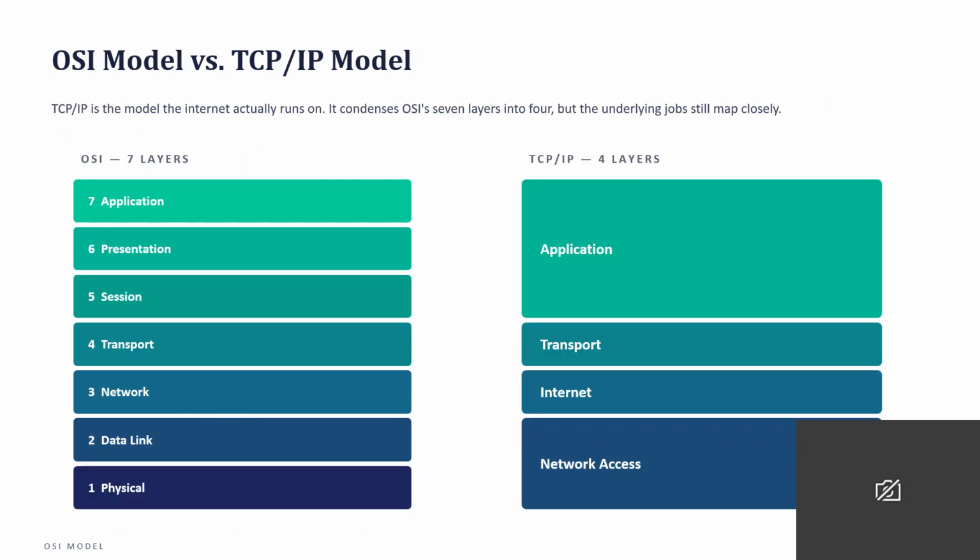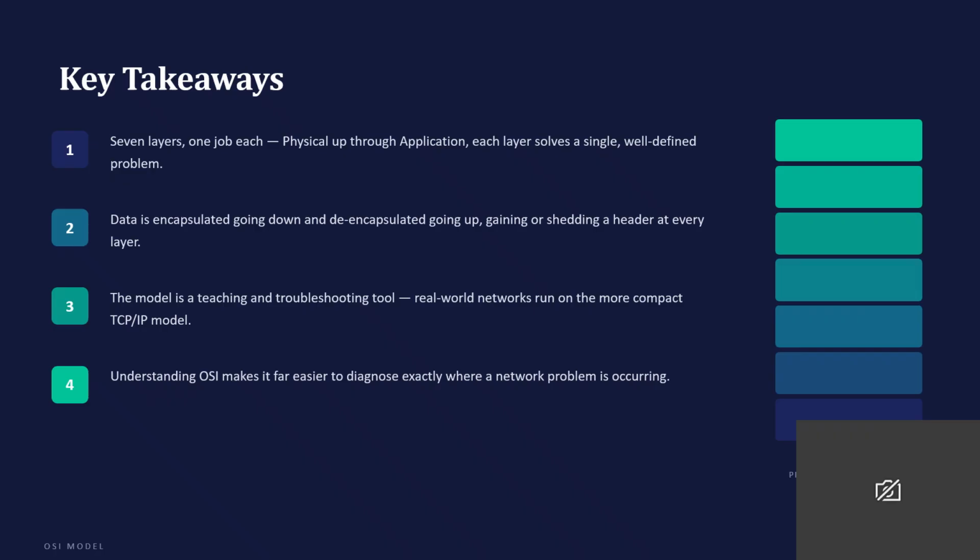Coming to the next slide, that is OSI model versus TCP/IP model. The OSI model consists of 7 layers. Those layers are application layer, presentation layer, session layer, transport layer, network layer, data link layer, and physical layer. Coming to the TCP/IP model, TCP means Transmission Control Protocol, and IP means Internet Protocol. It consists of 4 layers. Those layers are application, transport, internet, and network access layers.